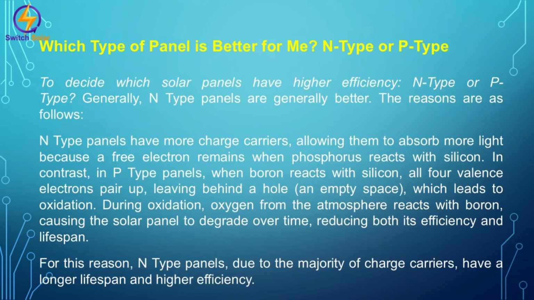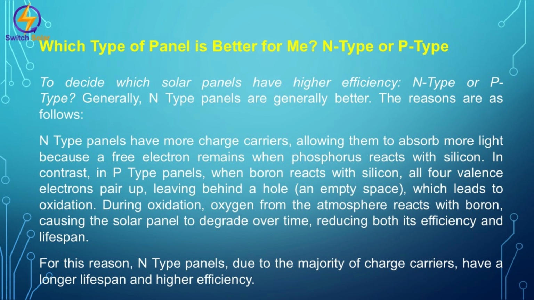N-type or p-type? To decide which solar panels have higher efficiency, N-type or p-type? Generally, N-type panels are better. The reasons are as follows. N-type panels have more charge carriers, allowing them to absorb more light because a free electron remains when phosphorus reacts with silicon. In contrast, in p-type panels, when boron reacts with silicon, all four valence electrons pair up, leaving behind a hole, an empty space, which leads to oxidation.